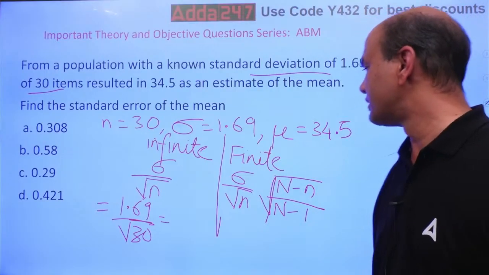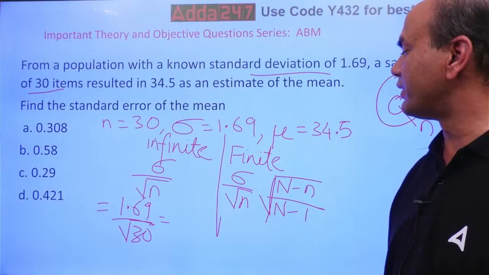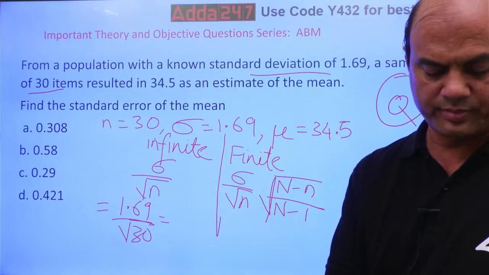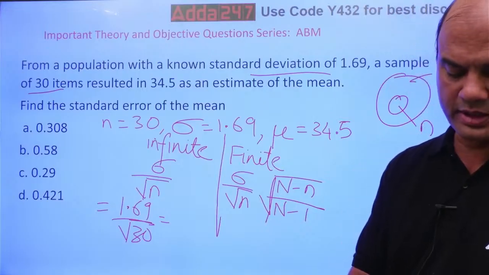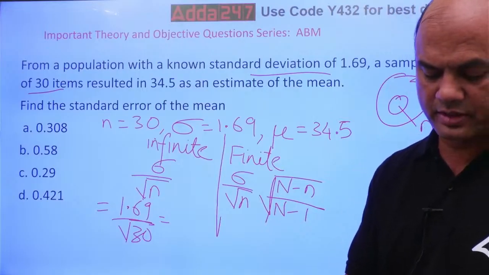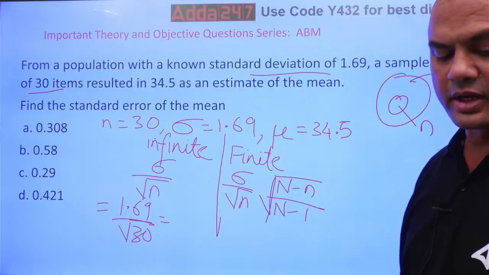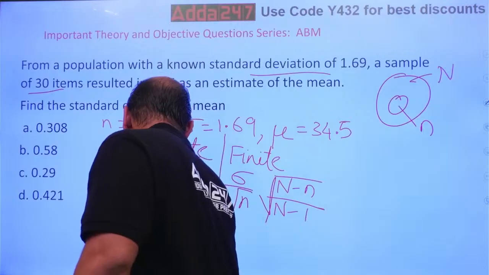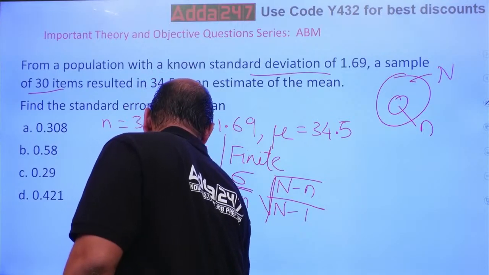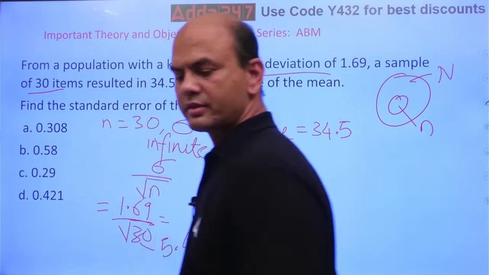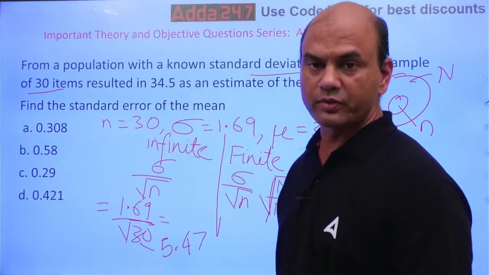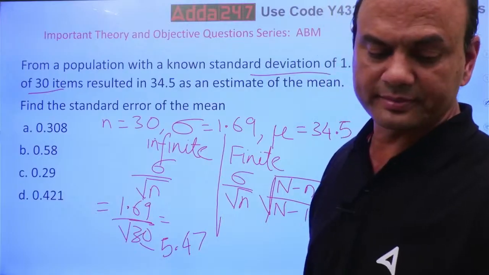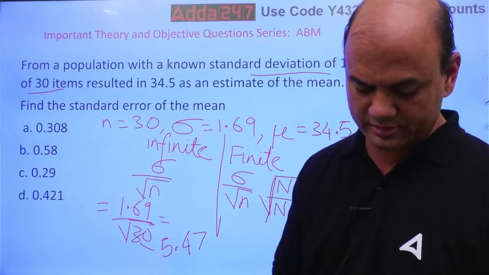What is this? 1.69 divided by square root of 30. So first, let's get the square root of 30. Square root of 30 is 5.47. Are you getting this? This answer is 5.47. So 1.69 divided by 5.47. Divide it, everyone. Divide this.